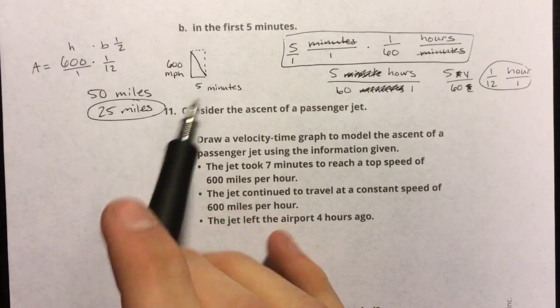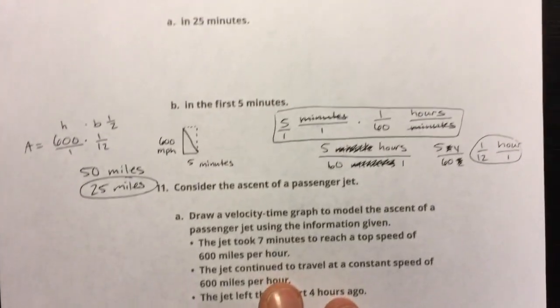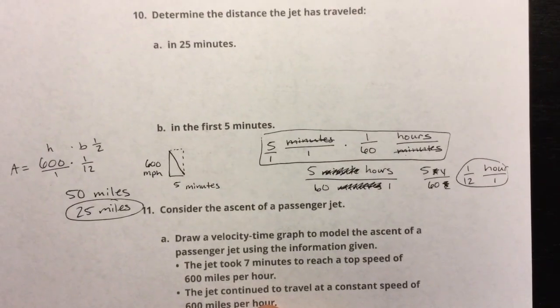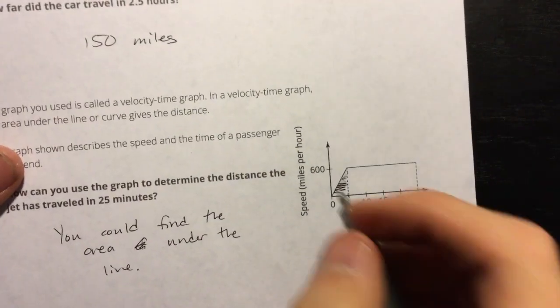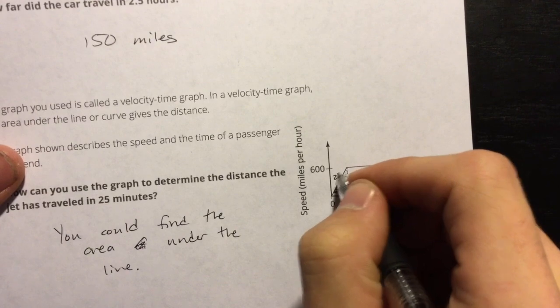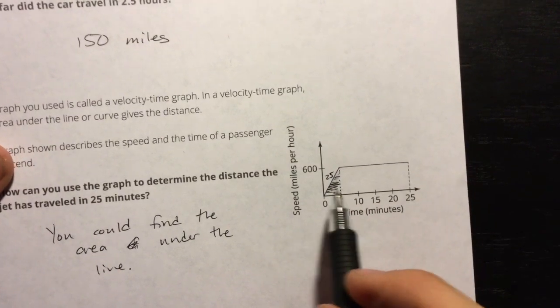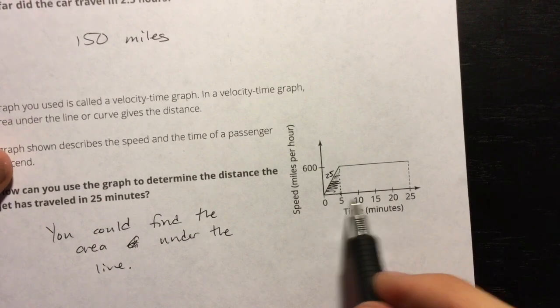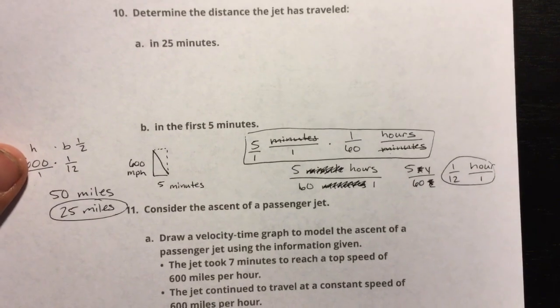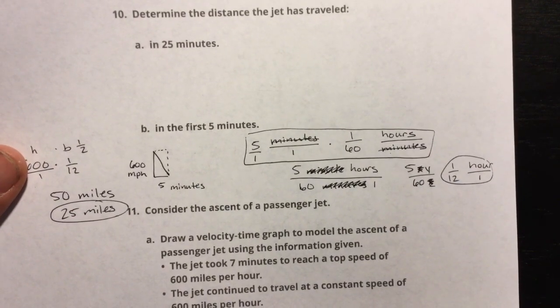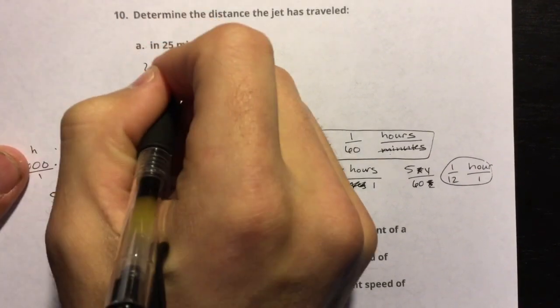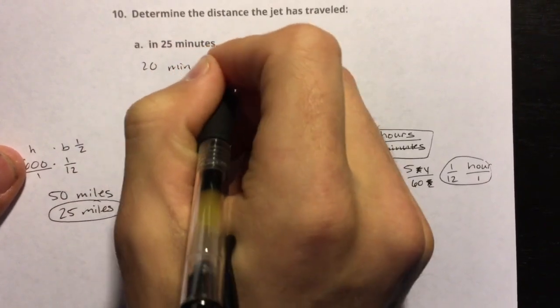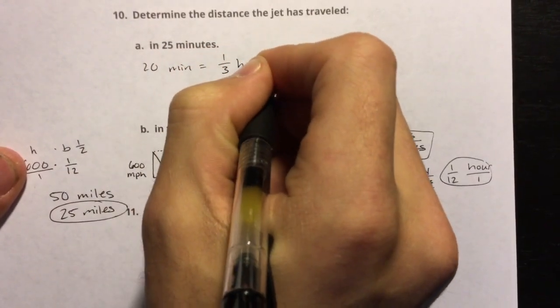which changes our answer from 50 to 25. Okay, so now we're on A: how far would it travel in 25 minutes? Now that I know I traveled 25 miles in the first 5 minutes, I can just do the calculation of 600 times the last 20 minutes. Again, I need to convert these 20 minutes into hours. 20 is a little bit easier. 20 minutes is 1/3 of an hour, because 20 divided by 60 is 1/3. So 20 minutes equals 1/3 of an hour.